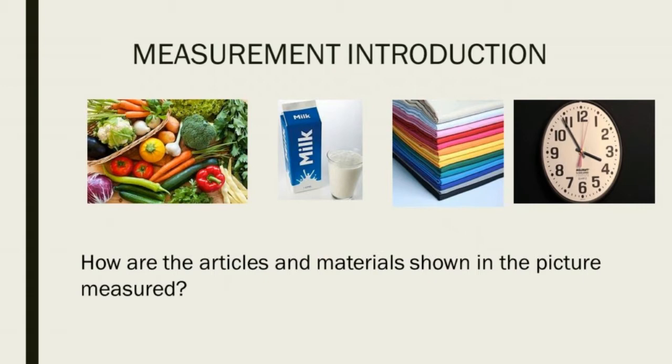In day-to-day life, we measure many things such as the weight of fruits, vegetables, food grains, volume of liquids, temperature of the body, speed of the vehicles, etc. Here, the vegetables shown in the pictures are measured in the quantity kilogram. The milk is measured in liter. The cloth is measured in meter. The time is measured in seconds.